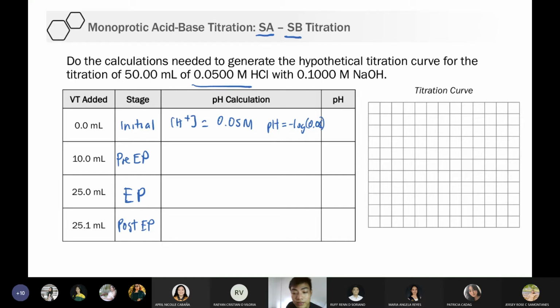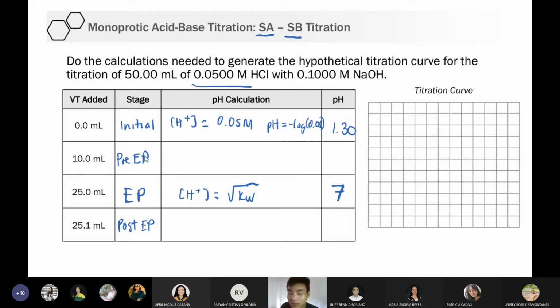May sagot na tayo. Negative log 0.05. The answer is 1.30. Sabihin yan, makakasagot na tayo sa finals. Alam na natin mag-solve eh. Ano pa yung kaya sagutan kahit hindi na nag-iisip? Itong equivalence point pH. 7 yan palagi for strong acid-strong base. So we know H plus is equal to the square root of KW. 2 points na tayo. 2 na lang, papasa na tayo.